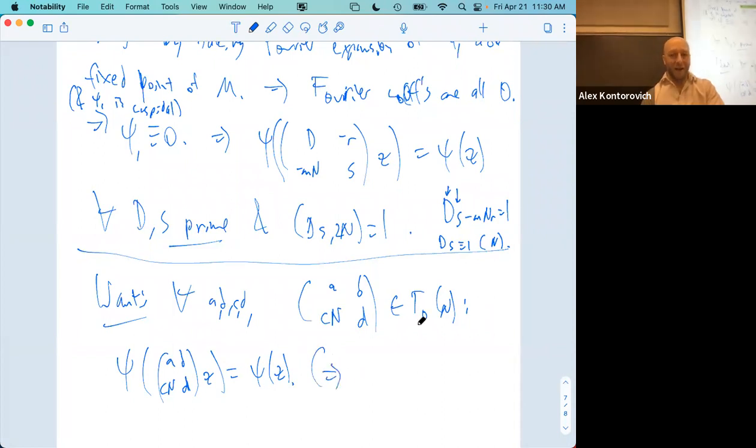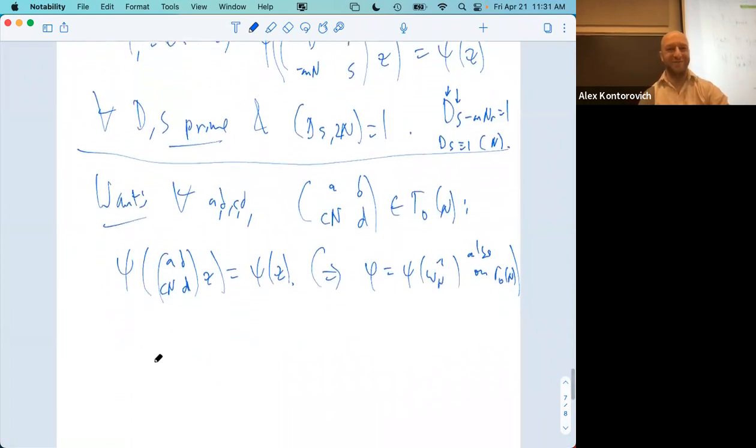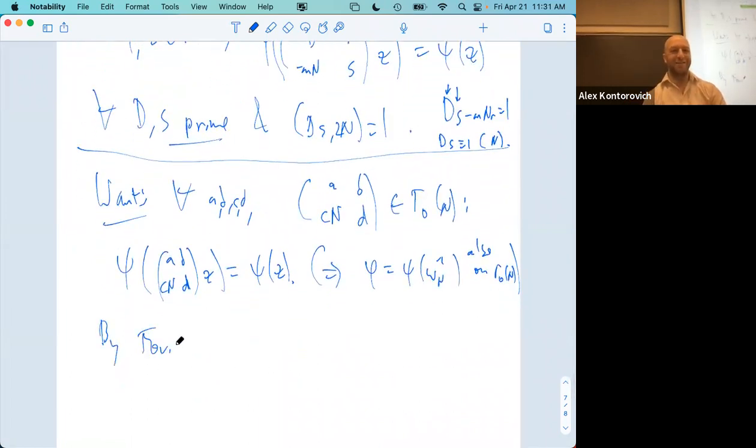That would imply that psi is on gamma naught N, which means that phi, which is psi of W_N inverse, is also on gamma naught N, which was the thing that I claimed for phi. We've been working with psi all along. Same thing. You have translation already. Bingo. By the Fourier expansion, by the fact that we wrote down psi as a Fourier series, we have that psi of (1, 1; 0, 1) Z is automatically invariant.